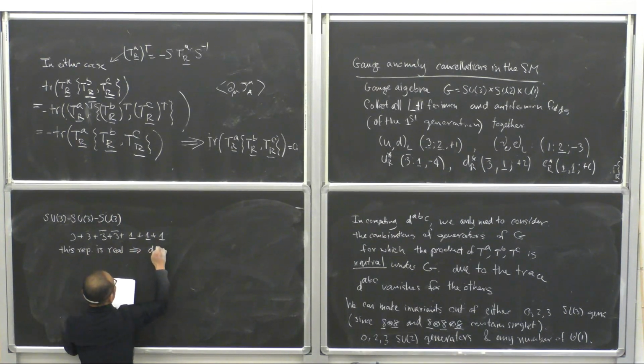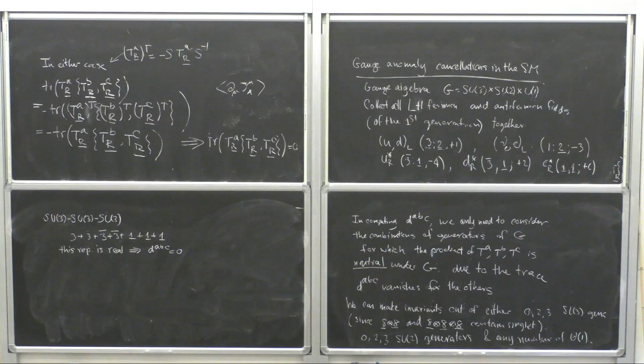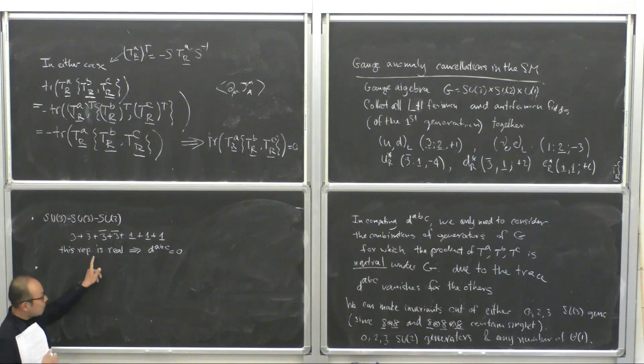This means that d^{abc} equals 0 for this one. If it's not 0, we will be in deep trouble: the Standard Model has a gauge anomaly. This is not something that we want. This is the first one, so you see, we have to use this fact.